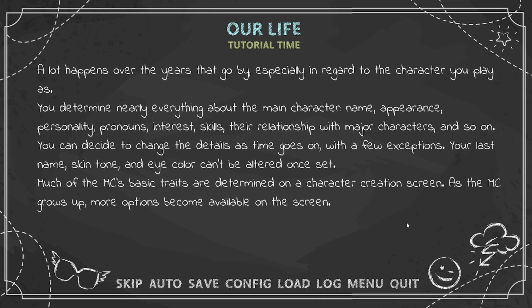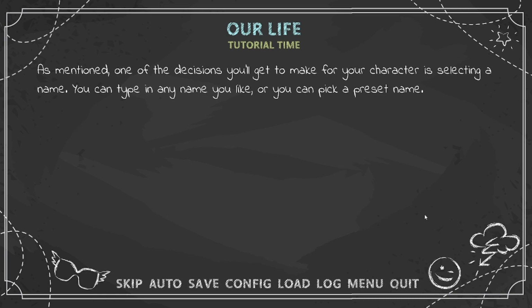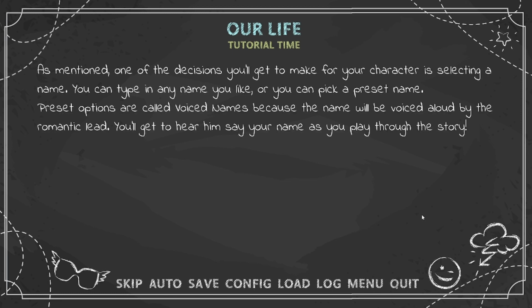Much of the MC's basic traits are determined on a character creation screen. As the MC grows up, more options become available on the screen. As mentioned, one of the decisions you'll get to make for your character is selecting a name. You can type in any name you like, or you can pick a preset name. Preset options are called voice names because the name will be voiced aloud by the romantic lead.